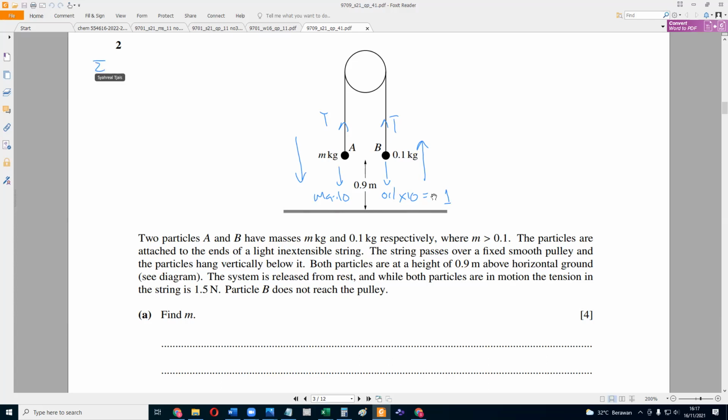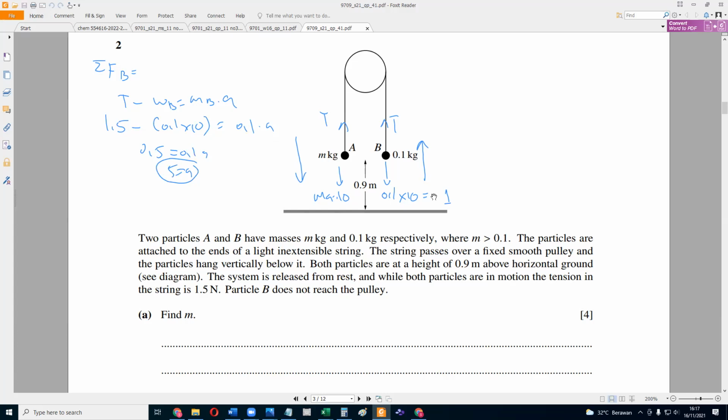For B, sum of the forces of B: T minus the weight of B is going to be mass B times acceleration. Let's put the numbers. 1.5 minus mass of B, which is 0.1, times 10 is going to be 0.1 times acceleration. 0.5 is 0.1 a, hence a is 5. We know the acceleration of the system now.